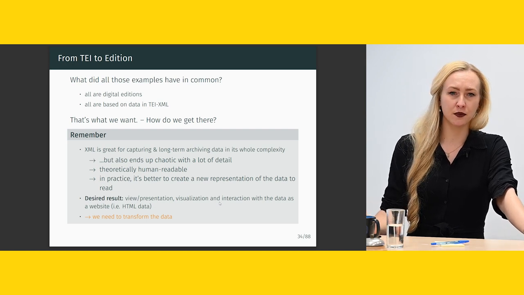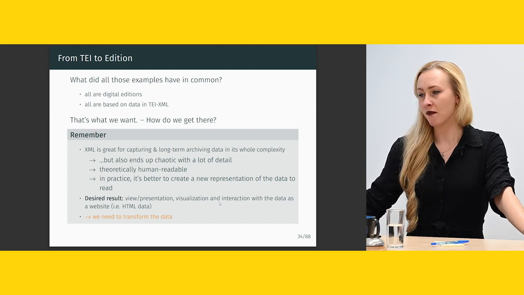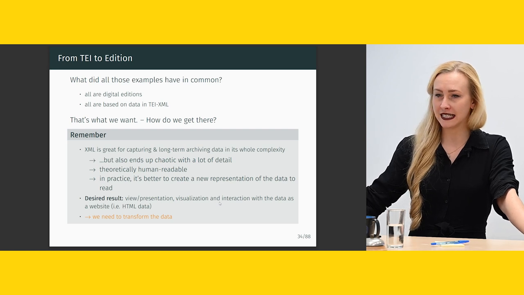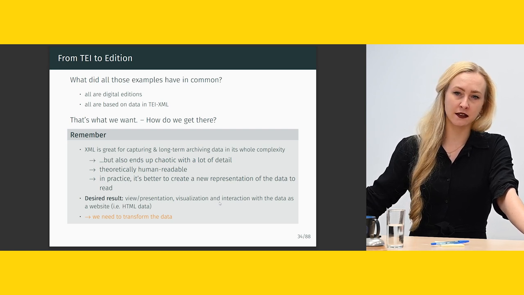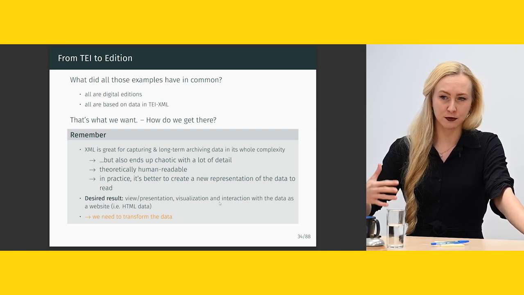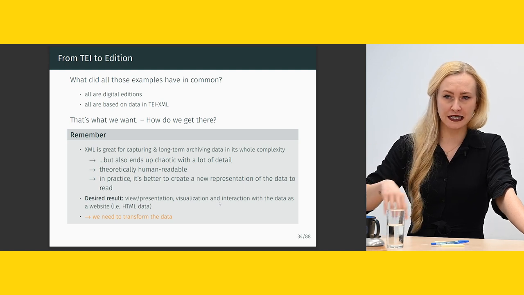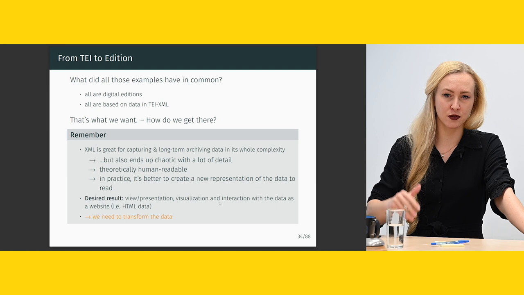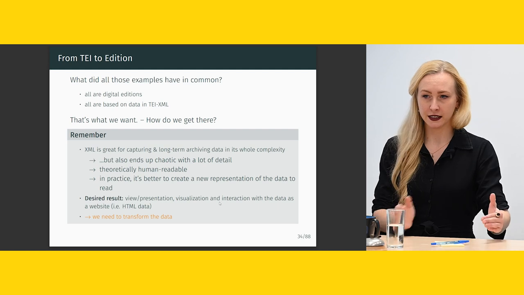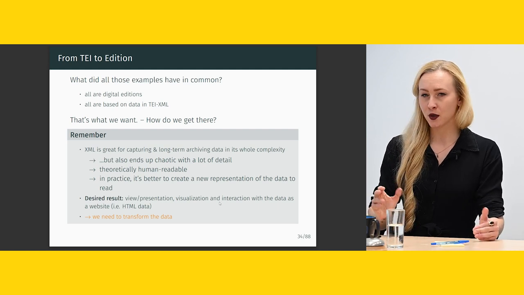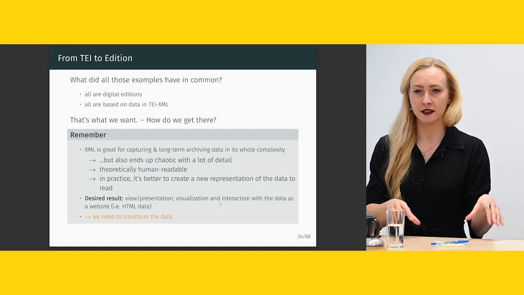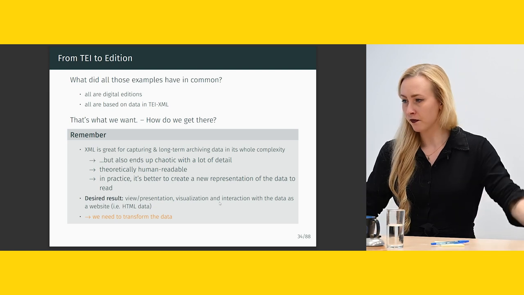We first need to remember a few things before we think about how we get there, and that is that XML is great for capturing information and for long-term archiving of data in its whole complexity. As you've seen in the Korema example, for example, we have this huge MS description, the manuscript description. If I want to just read the text, I'm not interested in the description as I'm reading the text. So I get the reading version of the text, but I can also read the description in detail. So I have saved and stored all this data in its whole complexity, but I can view it from different views.